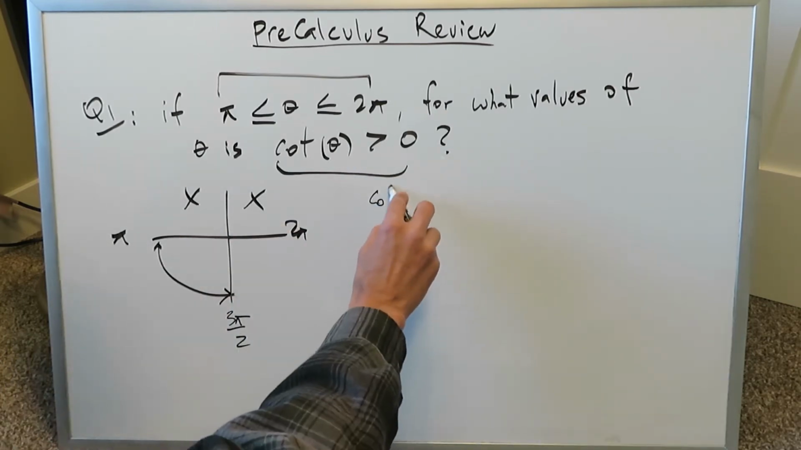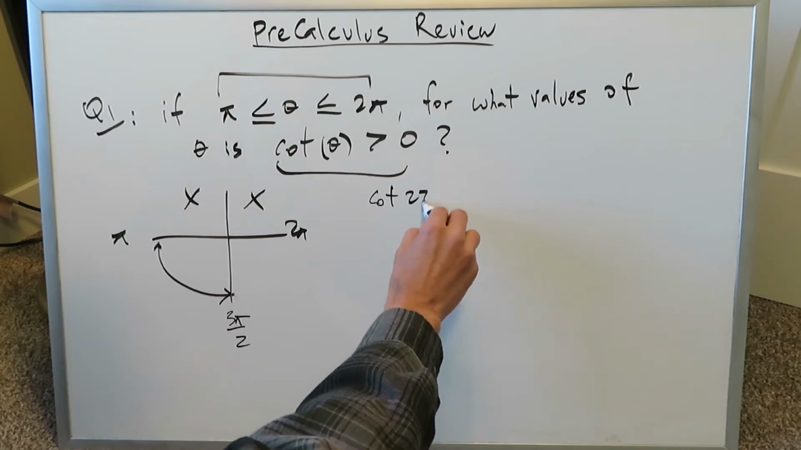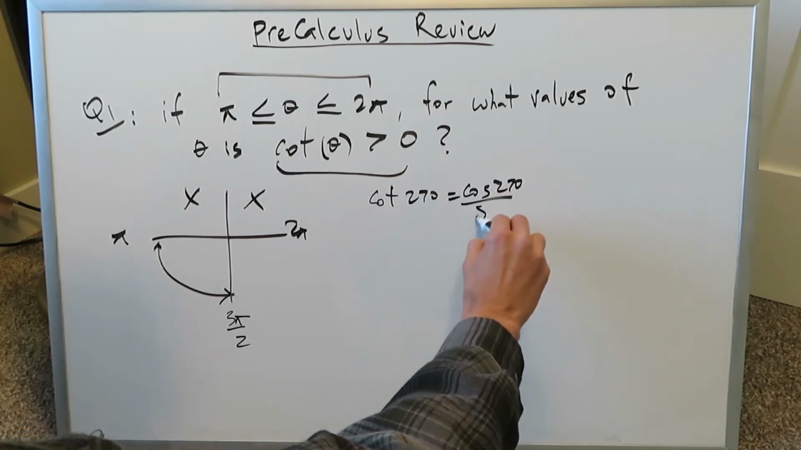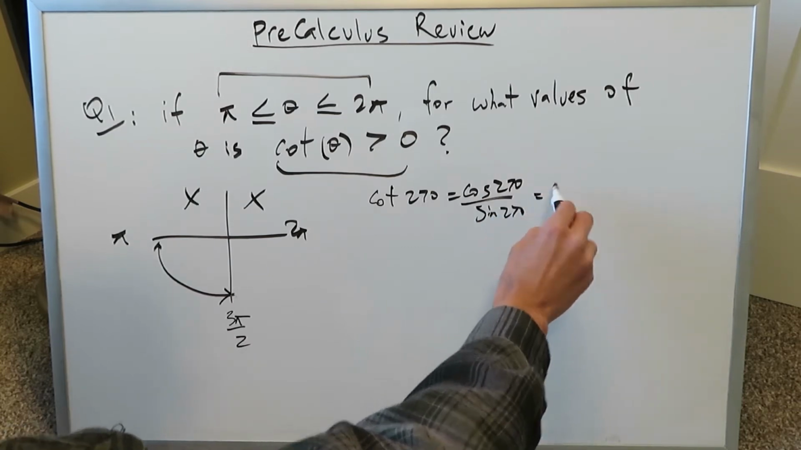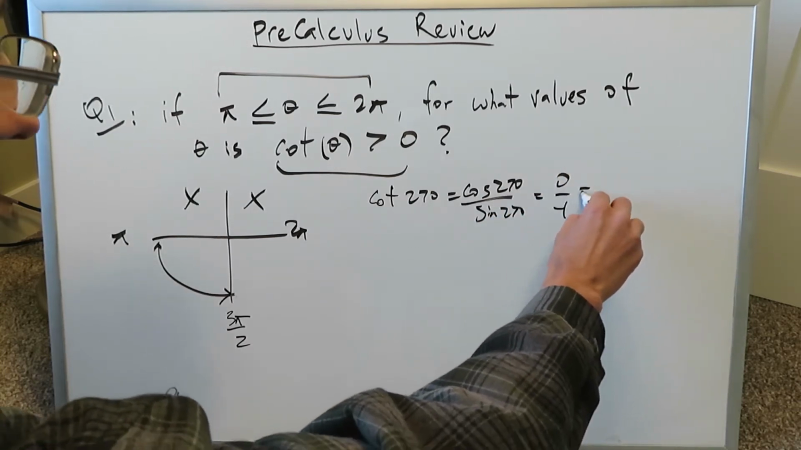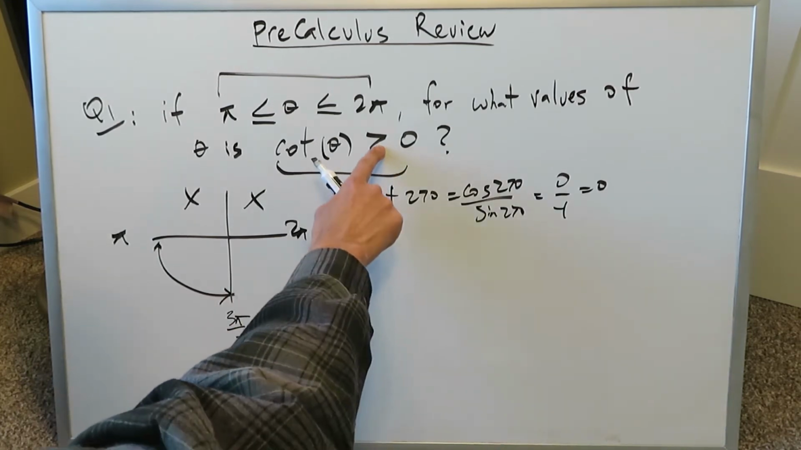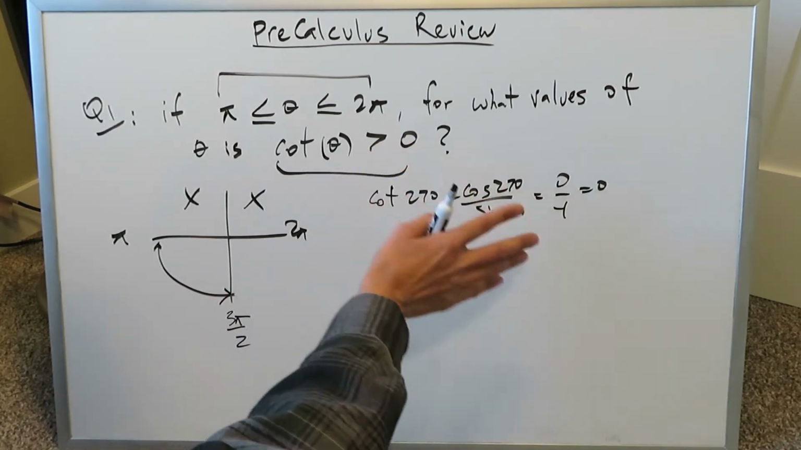If you do cotangent of 3 pi over 2, which is cotangent of 270, you're really looking at cosine 270 over sine 270, and you know what that is. That's a 0 over minus 1, and that's a 0. So automatically this angle 270 is out, because we have to be greater than. We cannot have greater than or equal to.